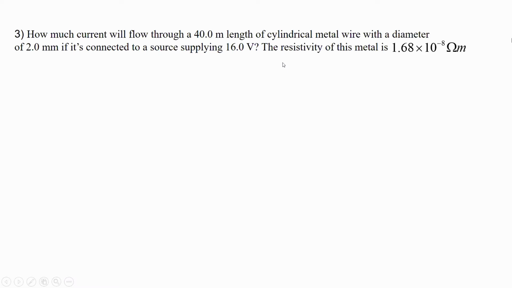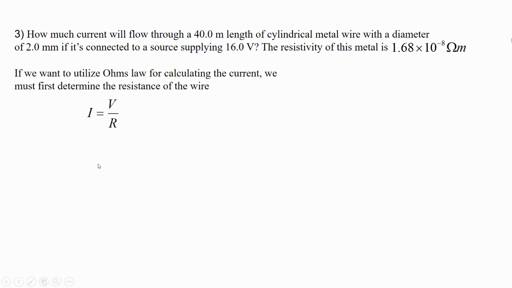Okay, so this is the information given to us. Now we want to determine the current, and obviously the natural choice is Ohm's law for calculating the current, but we must first determine the resistance of this length of wire. So we have Ohm's law, the relationship between the current, voltage, and resistance.